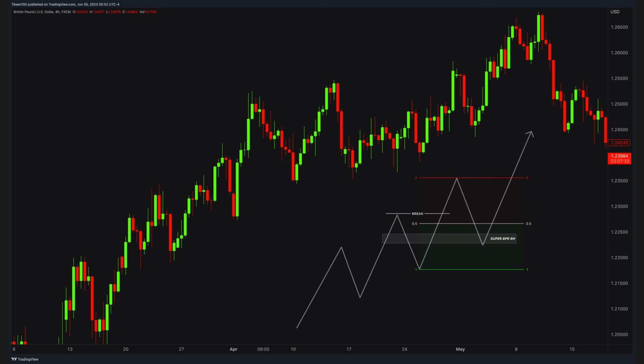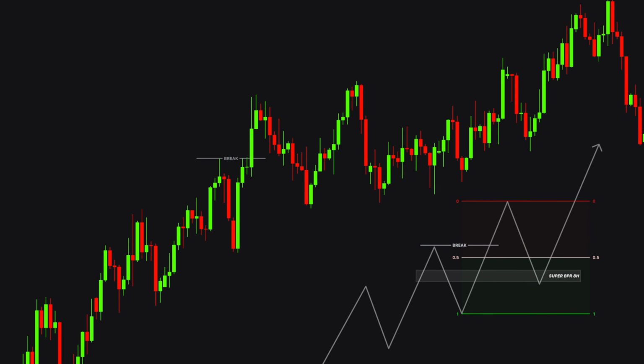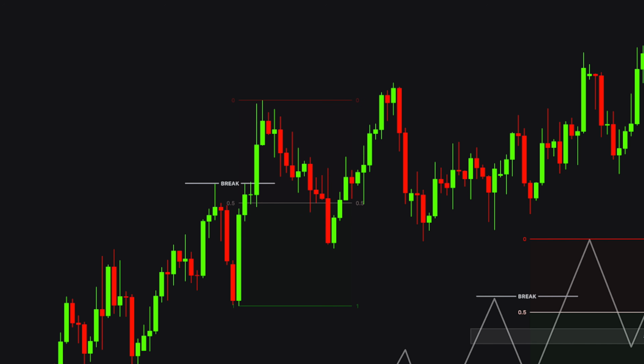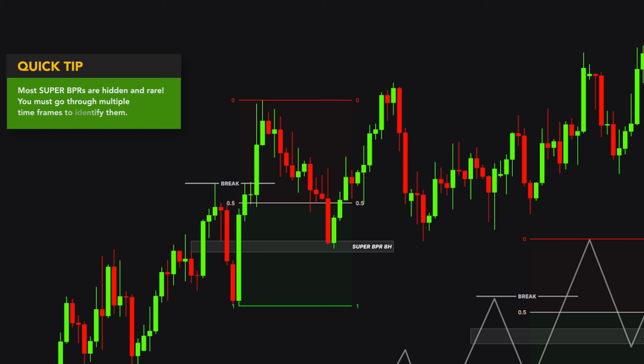A new break of structure. Price pulls back into discount zone. And finally, finds itself a special reaction zone like Super BPR. You can see the Super BPR here in 8 hours time frame with the pound-dollar pair.